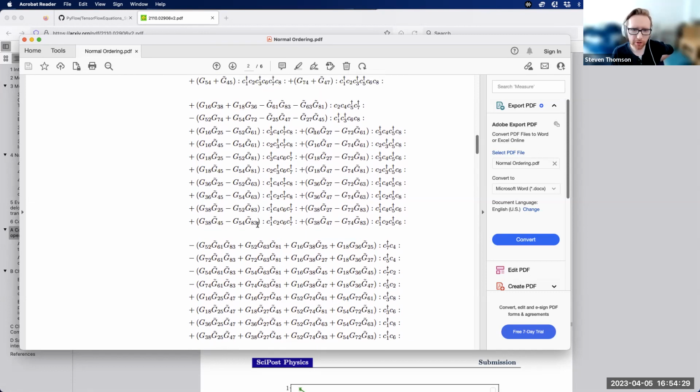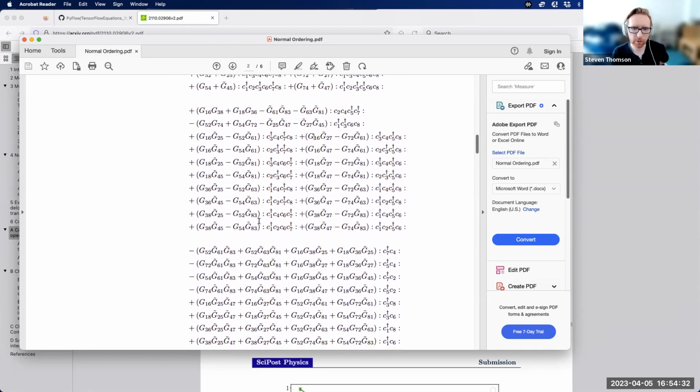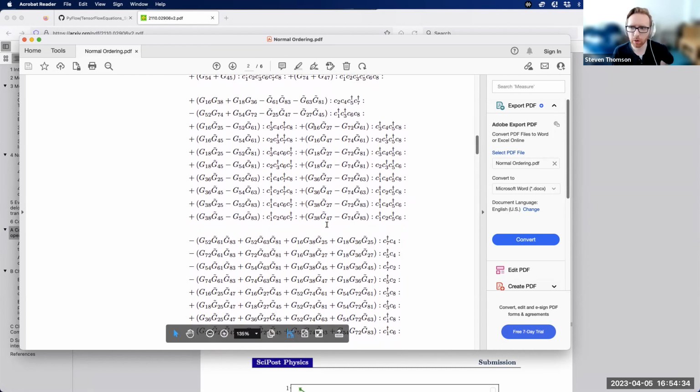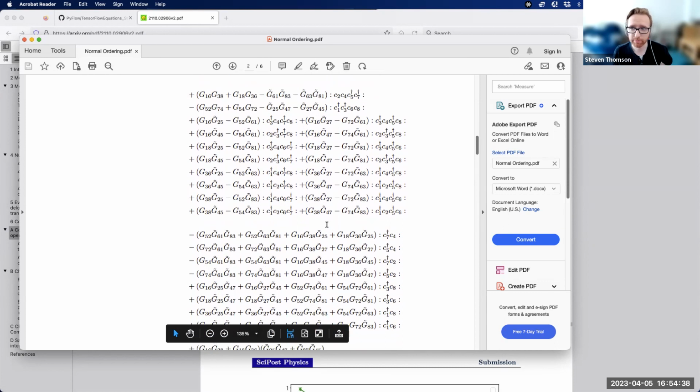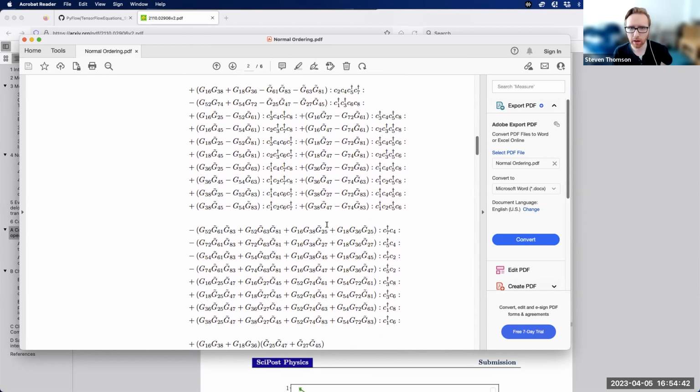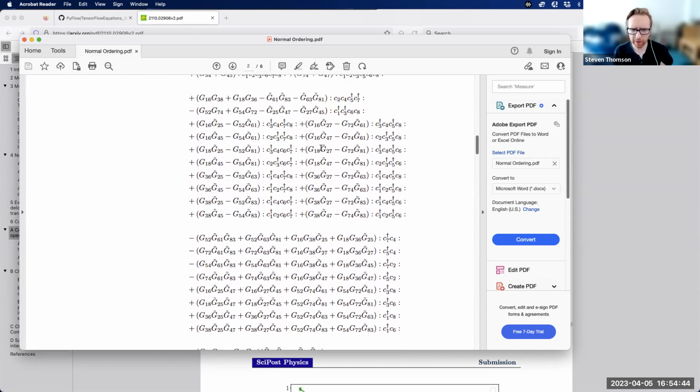Which makes our lives a lot simpler. But if I were doing this in full generality, I would need to include all these extra terms. And these are the ones that are made much, much simpler by the graphical notation. So I did this actually, the work I was talking about at APS March. This is what I did there.